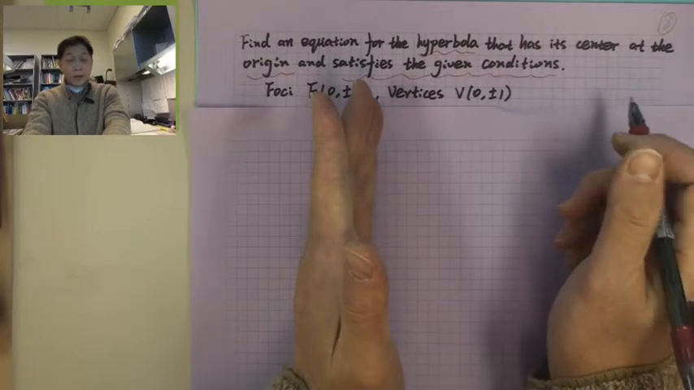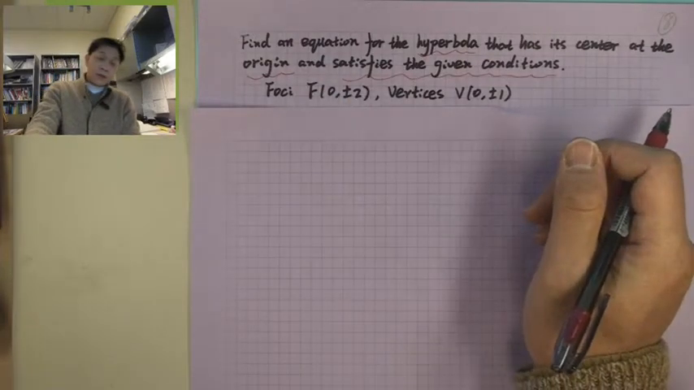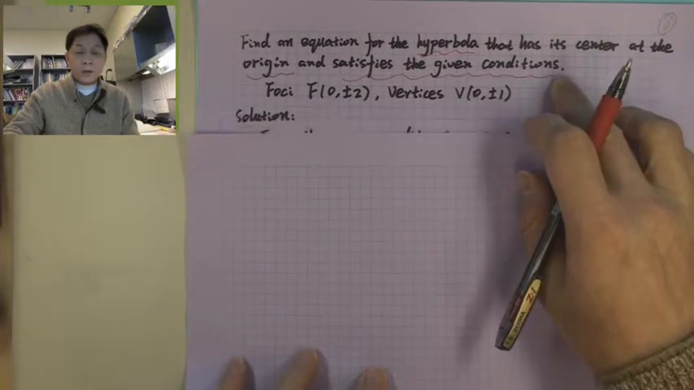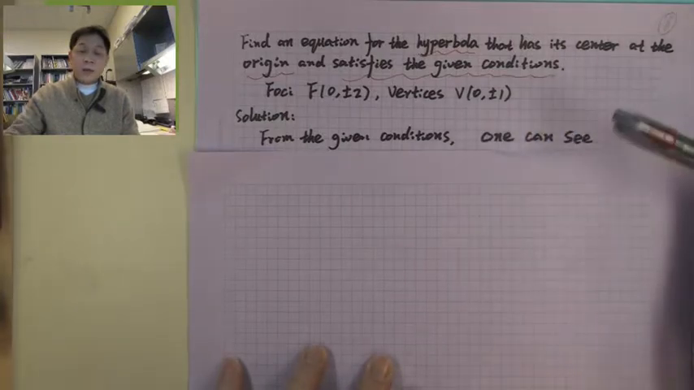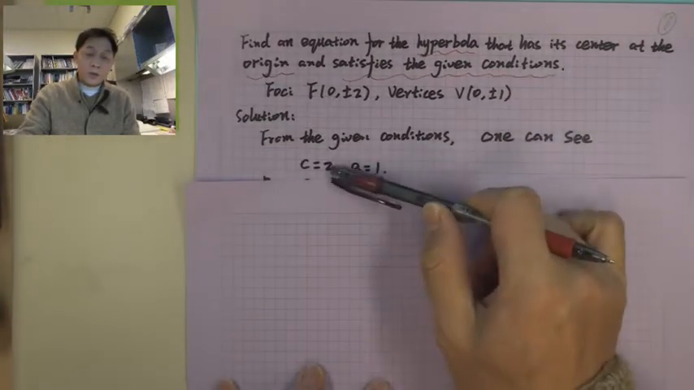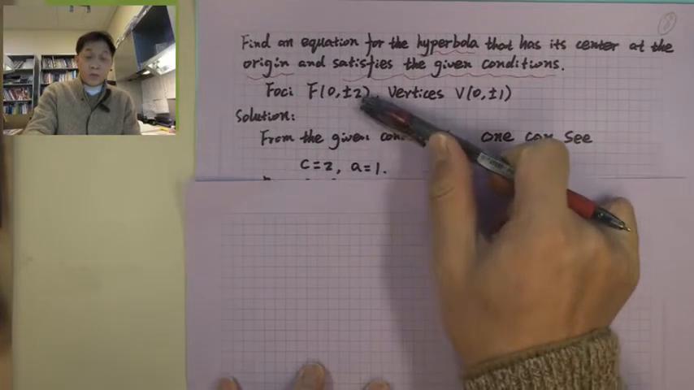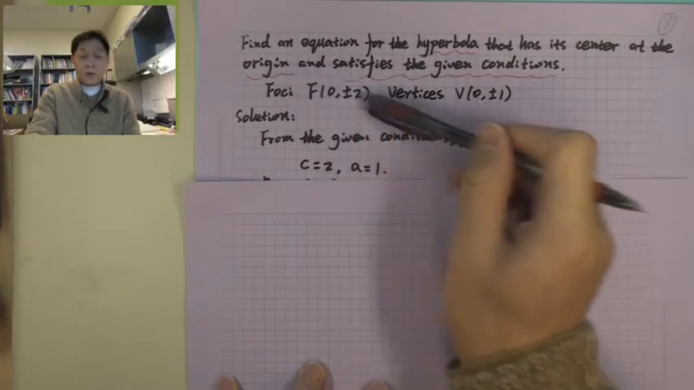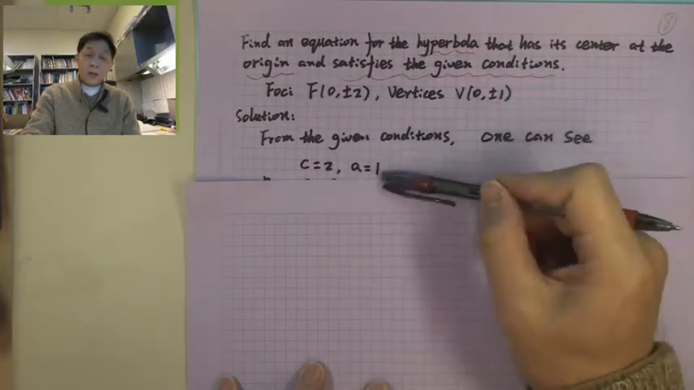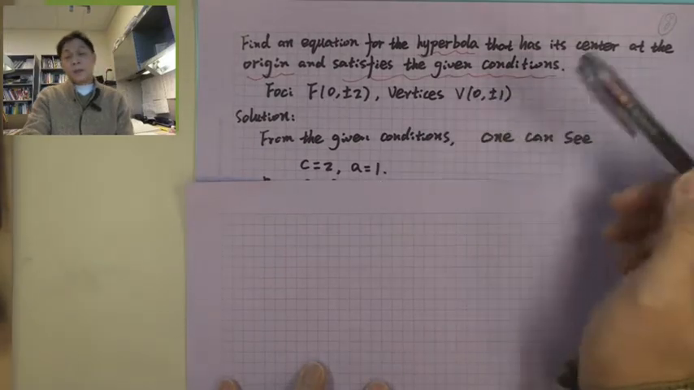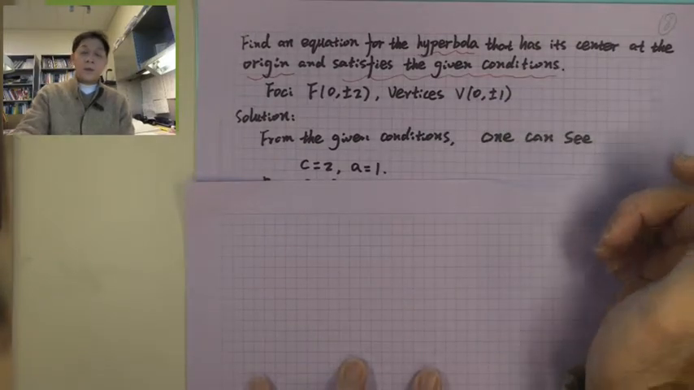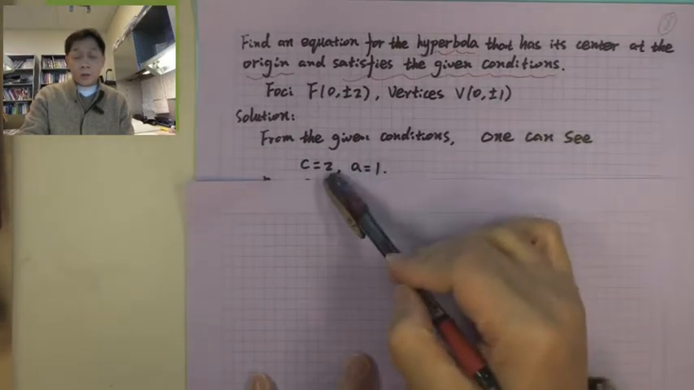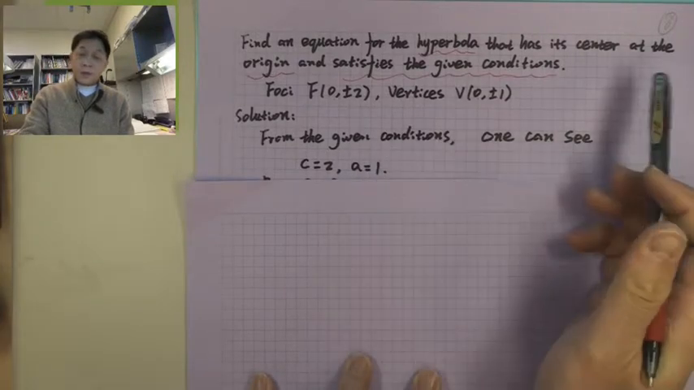So if it's on the y-axis, then the negative sign should be in front of x squared. From the given conditions, one can see that c is 2, because the foci are at (0, ±2) and the center is at the origin. And a is 1. a is always from the vertex, and c is always bigger than a or b.